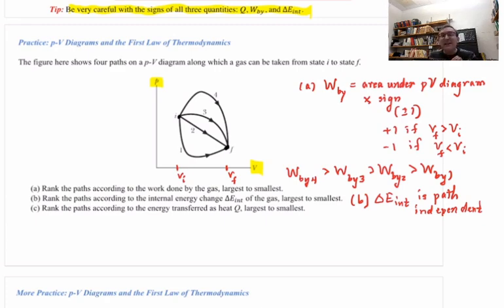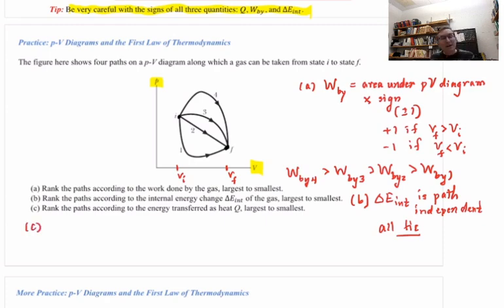All the delta E internals are equal. They all four tie. It's very important that you see that. Internal energy change is path independent on a PV diagram. So all four of those experiments result in the same delta E internal.